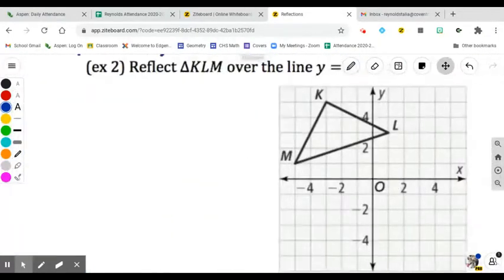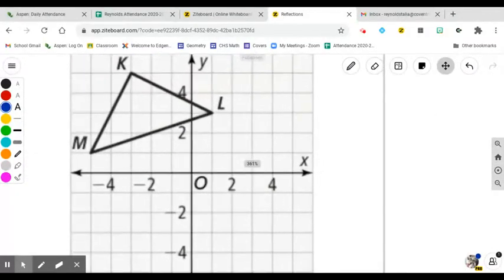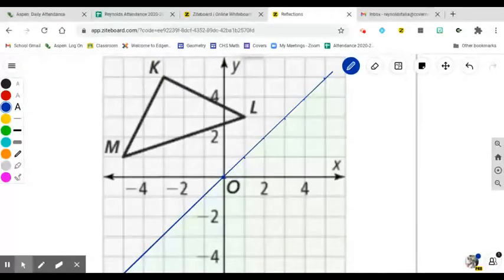Our next one is we're going to reflect over y equals x. So again, the first thing that you want to do is graph the line. So y equals x has a y-intercept of 0 and a slope of positive 1. So it goes through like this. So there's the line of reflection.